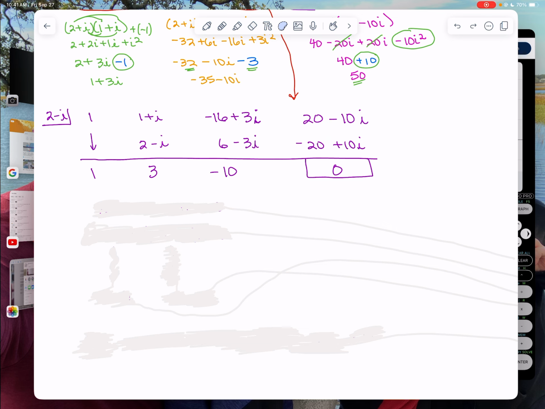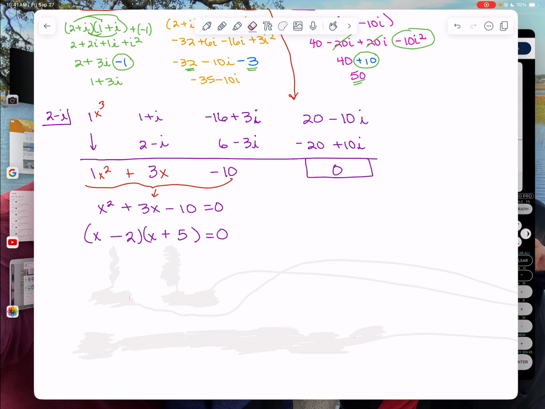Okay, so again, why did we do all that? Because we're trying to get from x to the 3rd to x squared, which we did. So we're going to have x squared plus 3x minus 10. I'm just going to take that and set it equal to 0. And then I solve it. And I believe that one factors. Yep, it factors. So I have x minus 2 times x plus 5. So that means my x minus 2 gives me one of my answers, x equals 2, and x plus 5 gives me my other answer, x is negative 5.